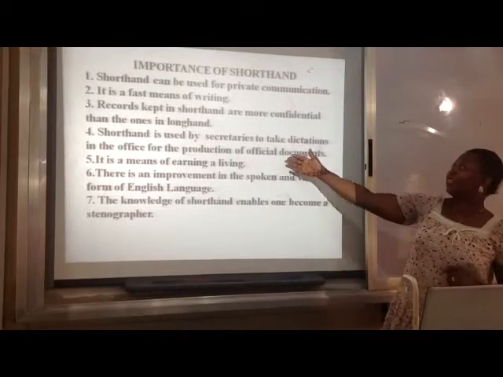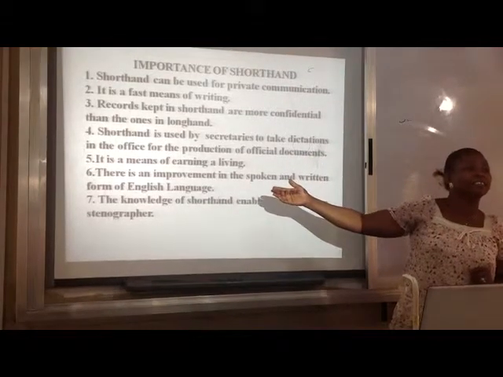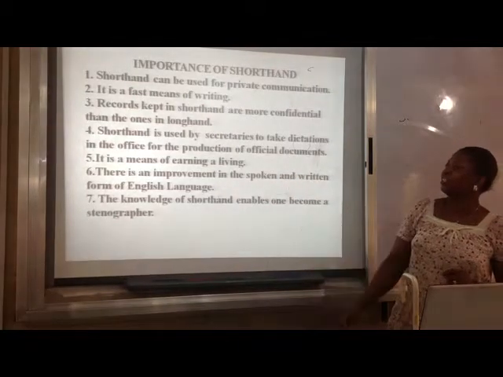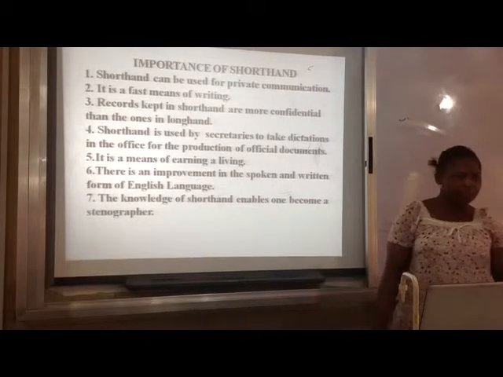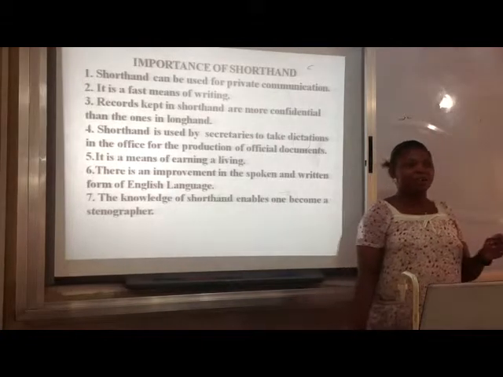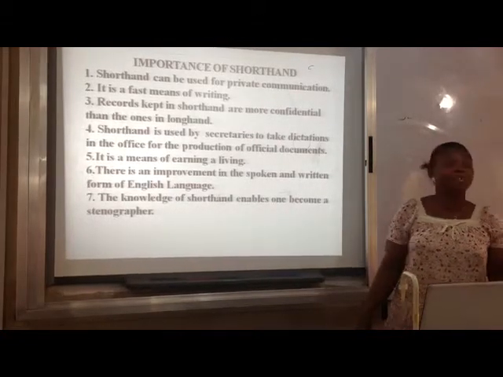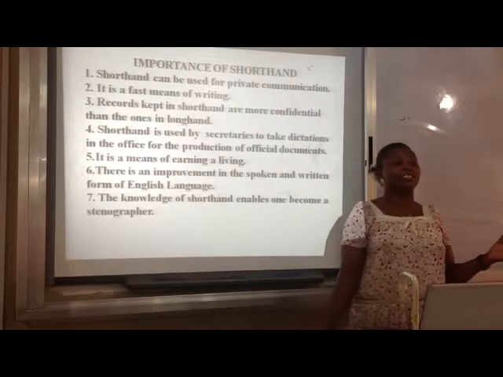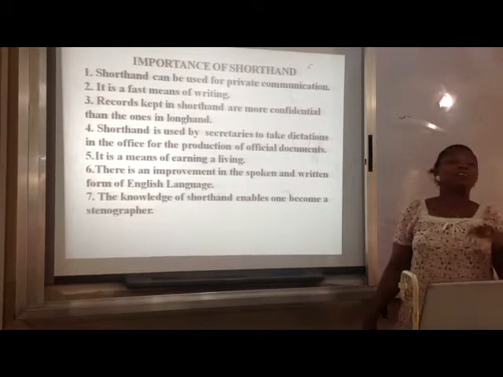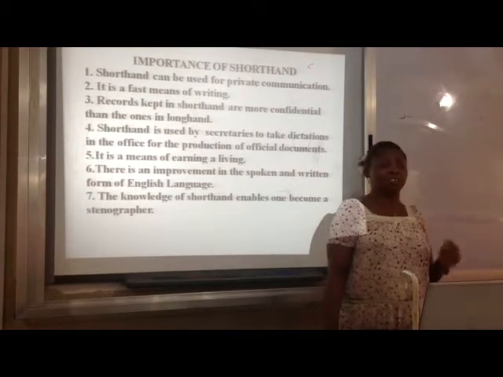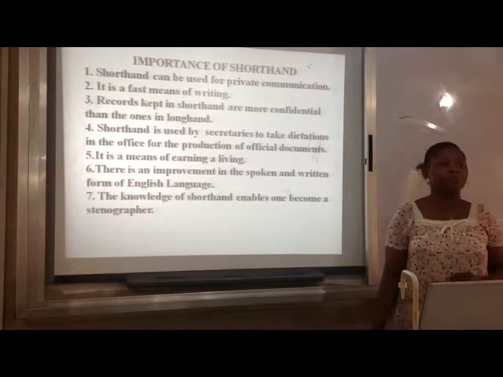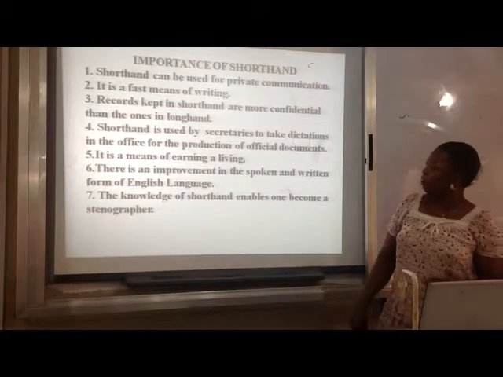The records kept in shorthand are more confidential than the ones in longhand. Shorthand is used by secretaries to take dictations in the office for the production of official documents. Secretaries work in organizations, they are attached to their bosses. Most times, they take down minutes of meetings, conferences, and other things. So it saves them a lot of time when these things are taken down in shorthand. And at their private time, they can transcribe it into longhand form, which will be readable for everyone to understand.